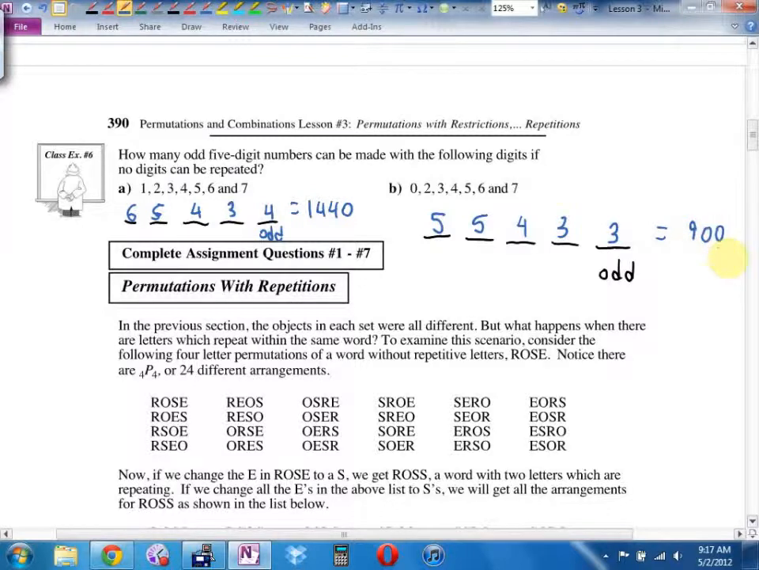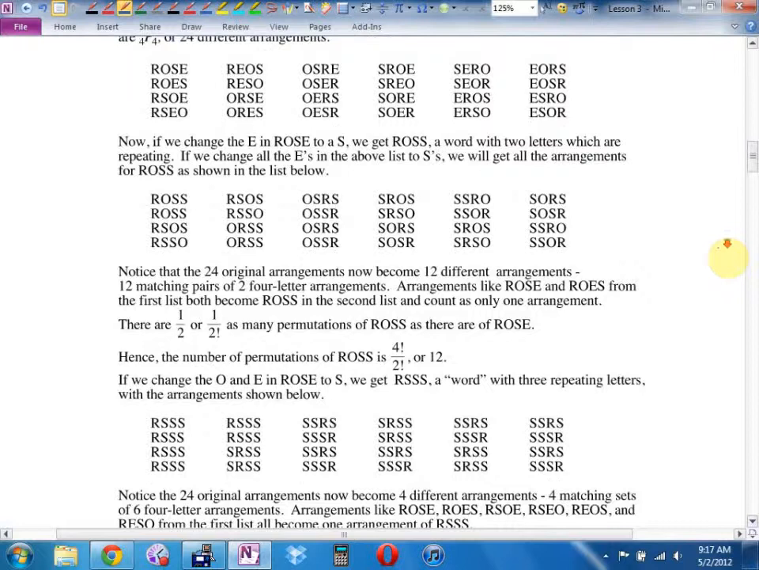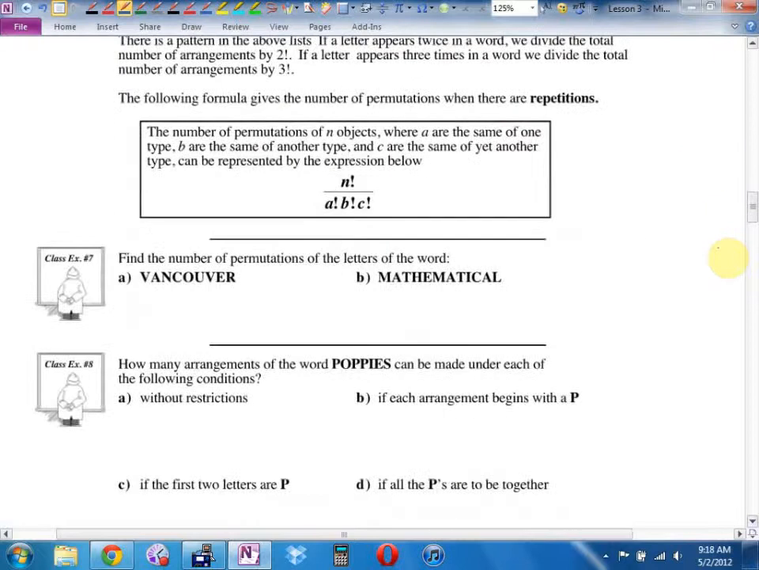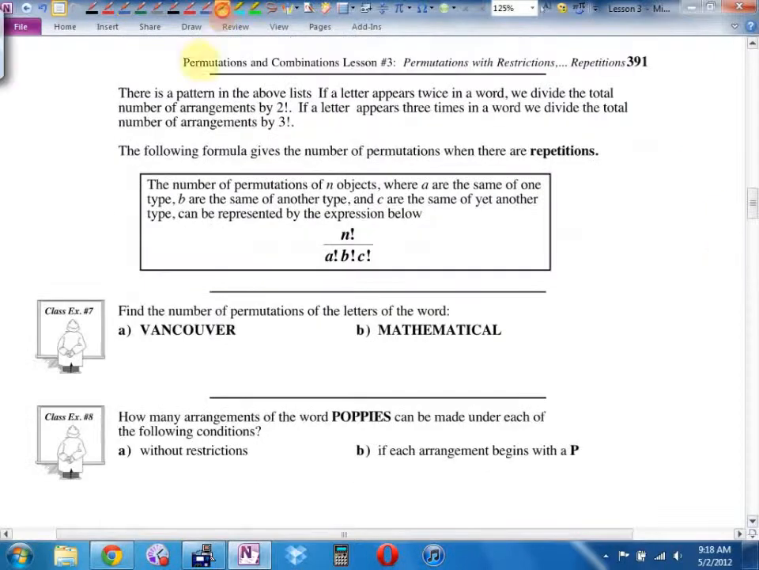So that's looking at some continuation from the last lesson. What if we give you weird curveballs? Restrictions. Oh, repetitions. We've already talked about that, so let's skip this page and let's, on page 391, here's the rule that I gave you.